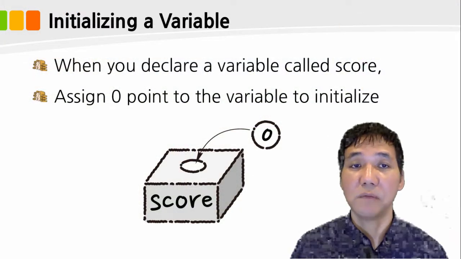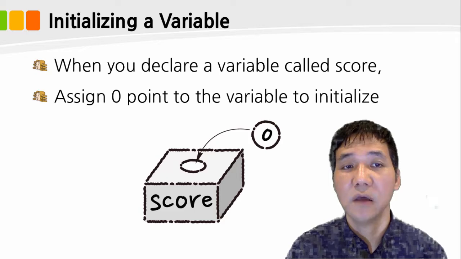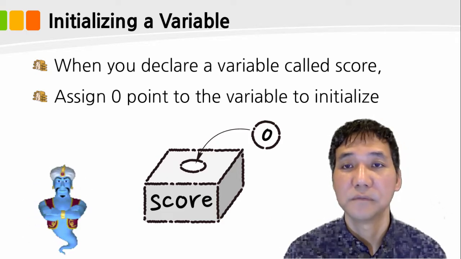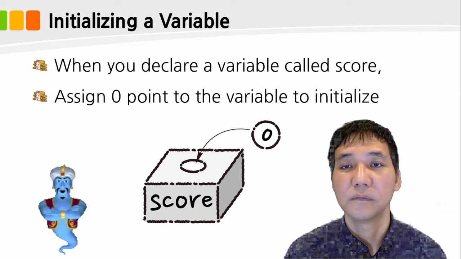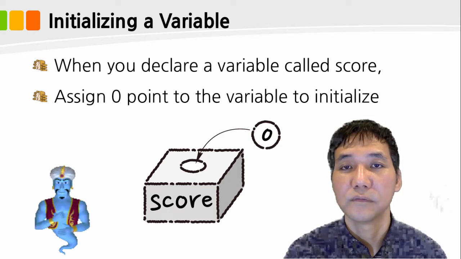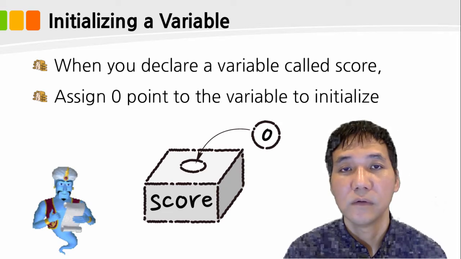Now, let me invite my friend Jeannie to explain assigning a value. Jeannie, please. Sure. The act of putting a value into a variable using the set to block is called assigning a value to a variable. Again, for example, consider the score variable box. Substituting a 0 for the variable score is equivalent to putting a ball labeled 0 in the variable box, as shown in this picture.